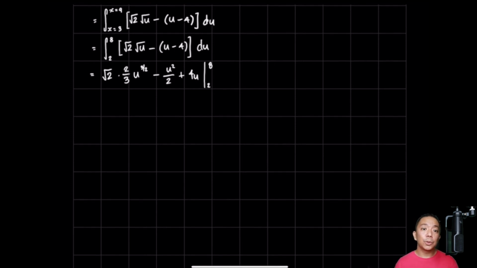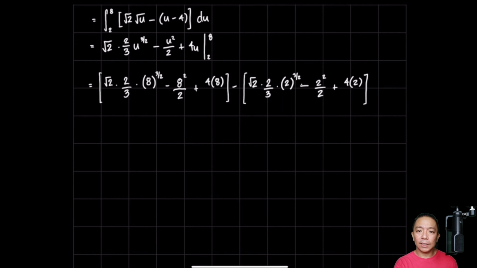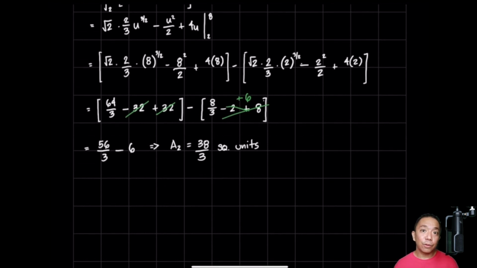So I will just substitute yung 8 sa u tsaka yung 2 sa u to continue with the solving. You could pause it here and just verify na tama yung mga sinusulat ko. Ay, hindi ko na babasahin kasi medyo tedious, but you should look at them as you proceed. So pag sinimplify natin siya, we'll get this. Notice na magka-cancel yung negative 32 and 32. Yung negative 2 at yung 8, that will simplify to 6. So magsusubtract na lang tayo ng 8 over 3 from 64. So mag-add ng 6, we'll get 56 over 3 minus 6. Simplifying this, we'll get our area of the second region to be 38 over 3 square units.